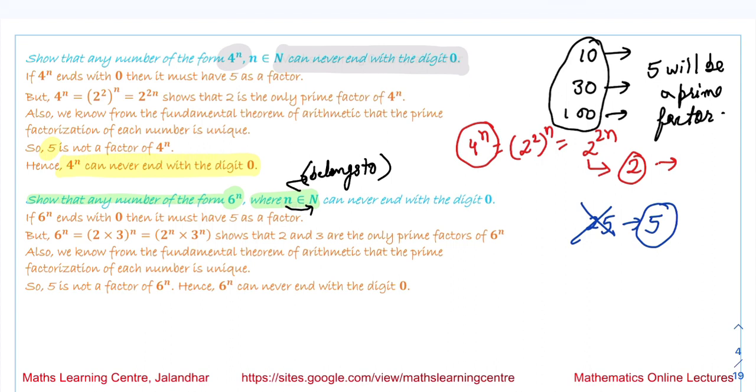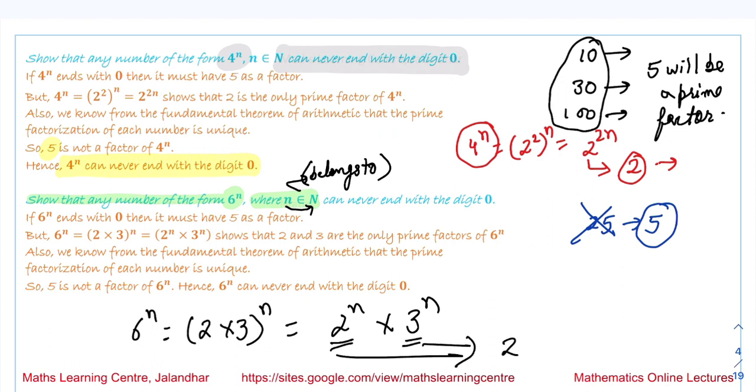So again, if we look at this value over here, it is 6 raised to the power n. It is 2 into 3 raised to the power n. Both these numbers are positive, so it is 2 raised to the power n into 3 raised to the power n. So the prime factors over here are 2 and 3. Again, 5 is not a prime factor over here. So what we are saying is that 6 raised to the power n can never end with the digit 0. The same thing we are talking about over here, that 6 raised to the power n can never end with the digit 0.